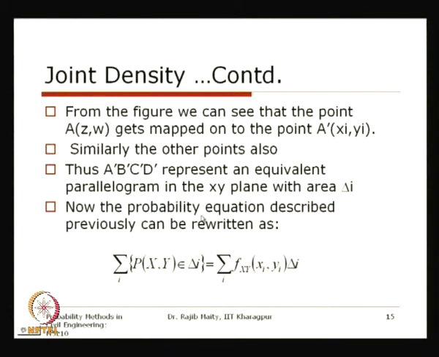So now the probability equation described previously can be rewritten as the summation over all these representative areas. That is, the probability that (x, y) belongs to the area delta I should be the summation, over all these representative points, of the density at (xi, yi) multiplied by their elemental area. This is the joint density of x and y, and this is the area over which we are interested to know how much probability there is. So we just multiply that area and its density.